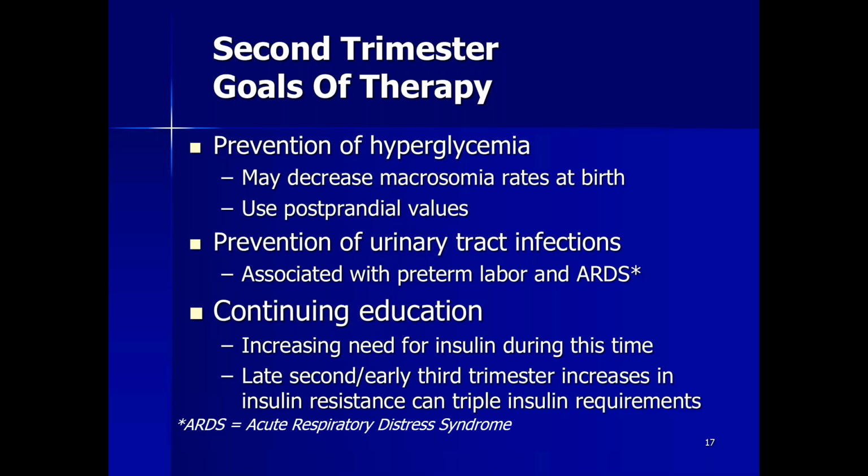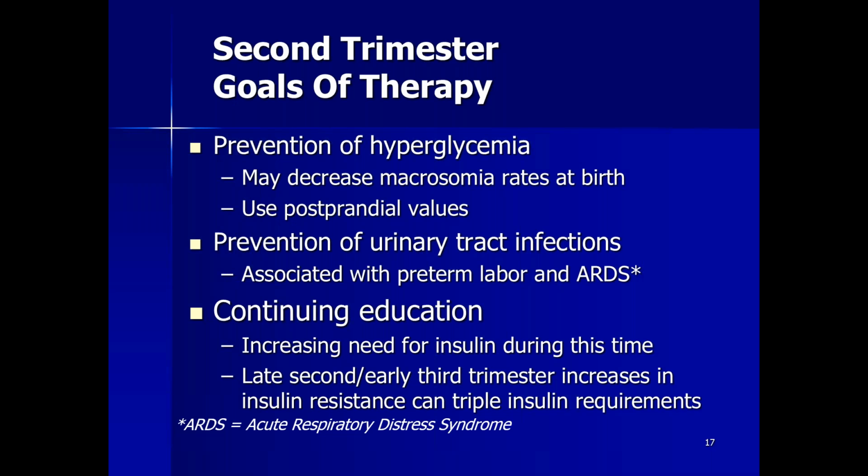Obviously, in pregnancy, you have progesterone slowing the passage of urine through the urinary tract. You have an increased amount of sugar in that urinary tract, which is a very nice setup for the occurrence of a urinary tract infection, which, if it ascends to the kidneys, can be associated with both preterm labor and acute respiratory distress syndrome.